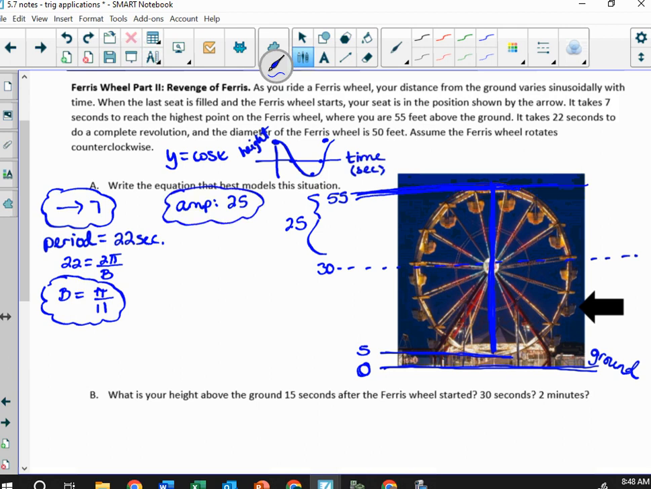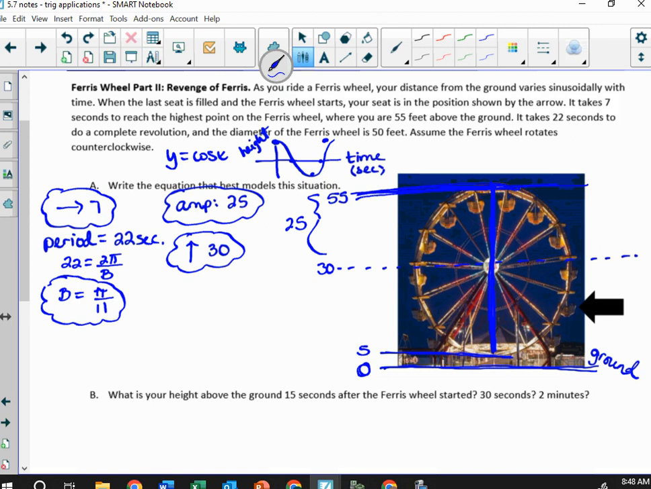And then we have a vertical shift. We've definitely gone up somewhere. How far up have we gone? 30. Okay, a lot of people want to say, oh, it shifted up 5. No, the bottom is 5 feet away from the ground, but remember the vertical shift is the midline. The middle of your graph tells you what the vertical shift was. So this was a shift up 30. Okay, we've got everything we need to write our equation.